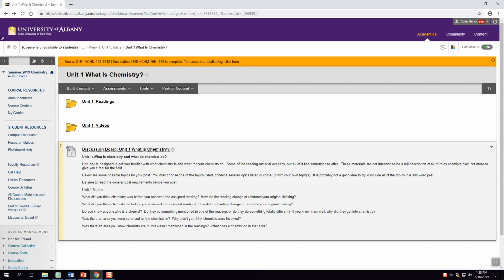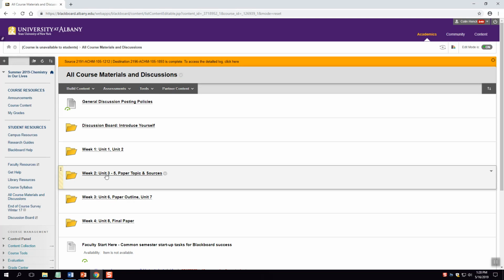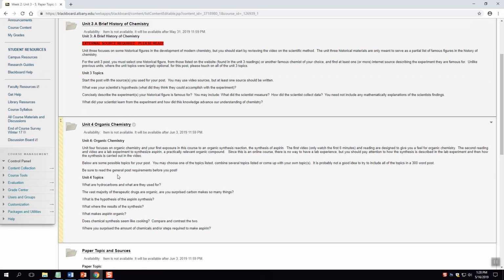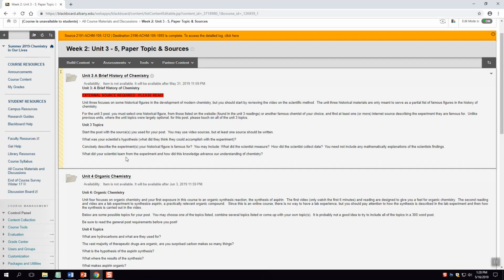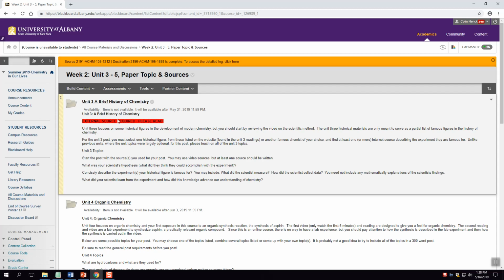The truth of the matter is they should help you to do that. Now I want to draw your attention to just one other type of unit, and that unit is unit 3, and there are a few like this, and they have this red on them. It says external source required, please read.